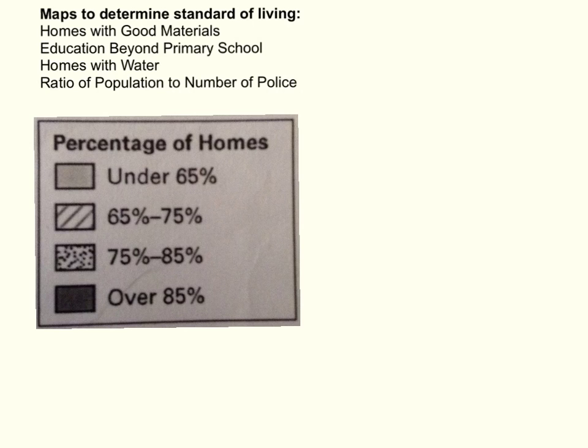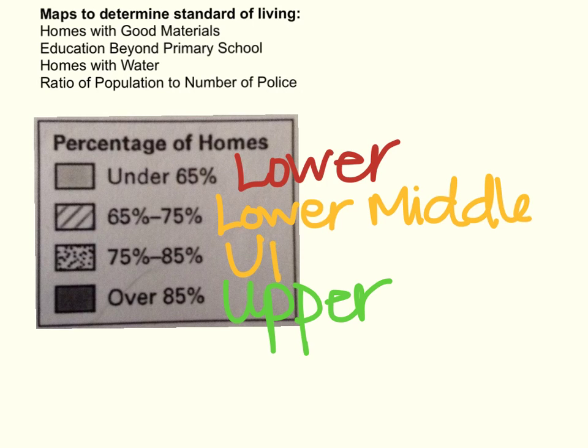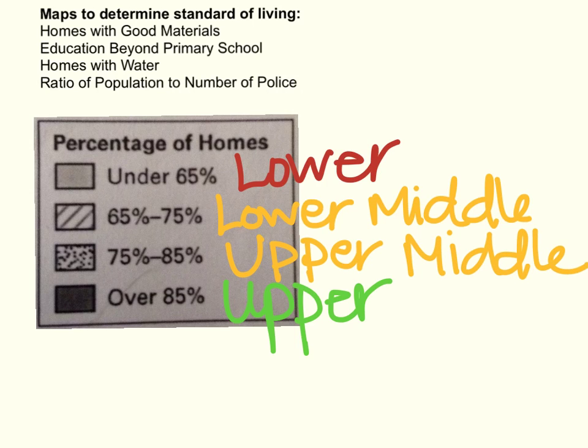So based on this, we can kind of say that under 65% is going to be lower class. Over 65% is going to be upper class, which leaves 2 that are middle class. This is lower middle class, and this is upper middle class. So these are describing class.